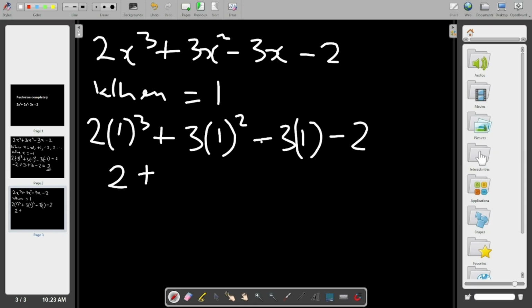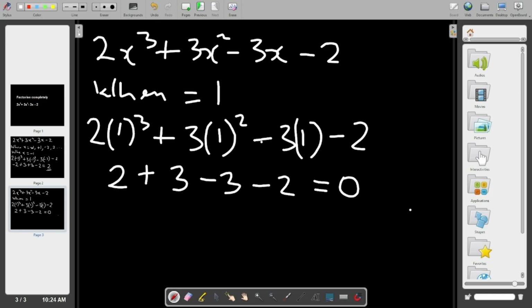Then plus this one here is going to give us 3, because 1 squared times 3 will give us plus 3. So you write plus 3 here. Then you come over here, minus 3 times 1 will give us minus 3. So you write minus 3. Then of course this minus 2. So let's simplify and see. 2 plus 3 will give us 5. 5 minus 3 will give us 2. So 2 minus 2 will give us 0. So our answer here is going to be equal to 0.